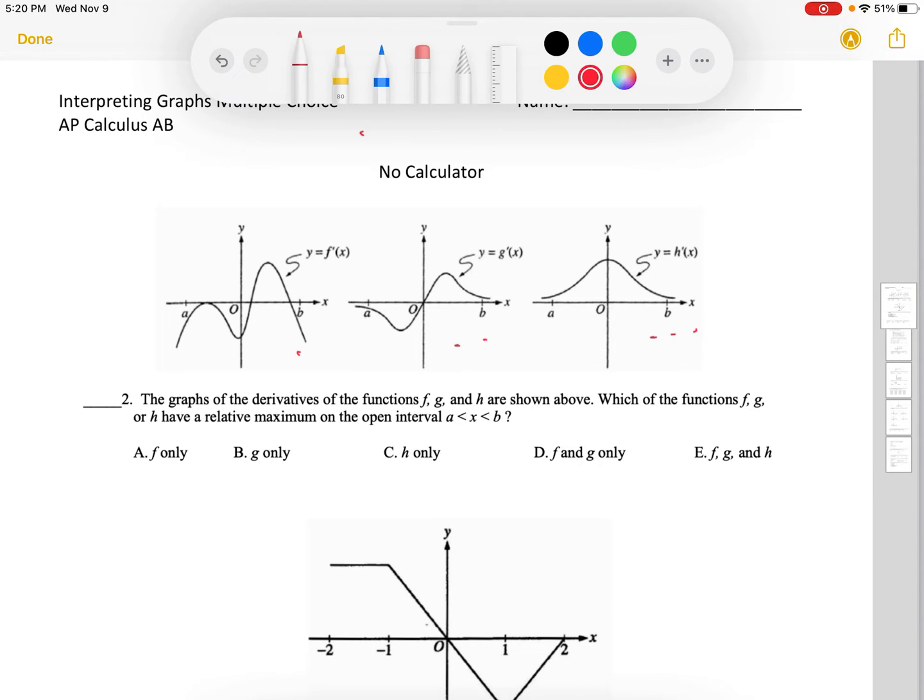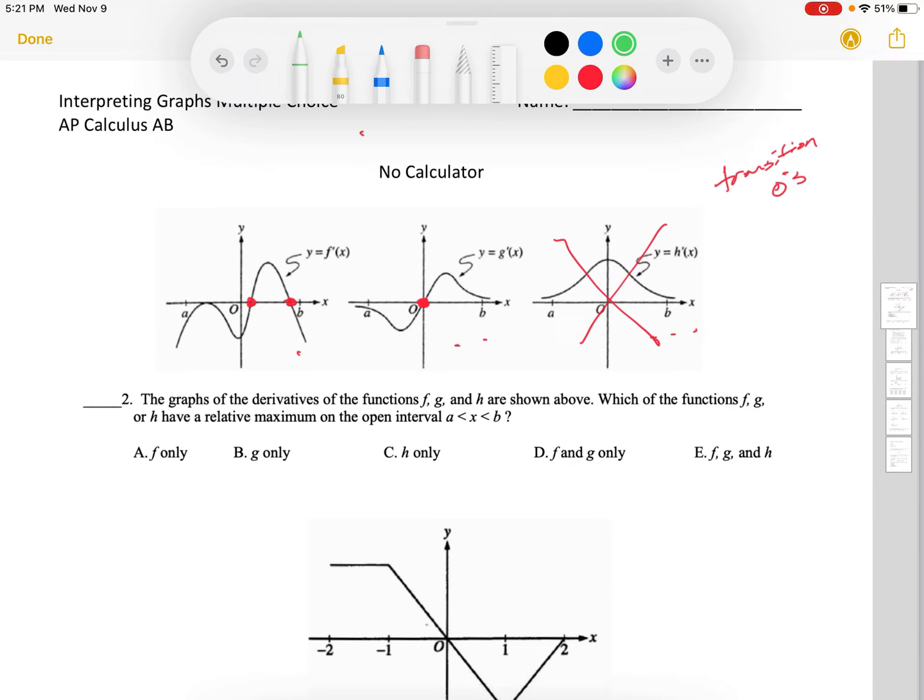has a relative max. So remember that when you're looking at the first derivative function, relative maxes and relative mins, we are looking for what we call transition zeros. Transition zeros are where we're going from positive to negative or negative to positive, so that requires us to actually physically strike through the x-axis. You can see that the first function has 2 strike throughs, the second function has 1, and the last function has none, so it's definitely not this one.